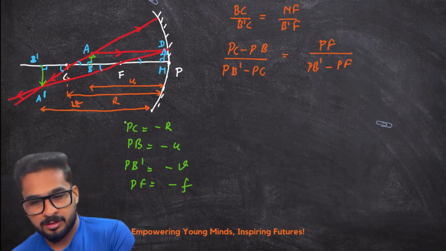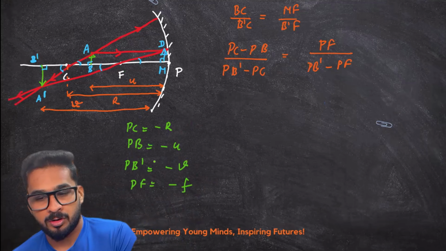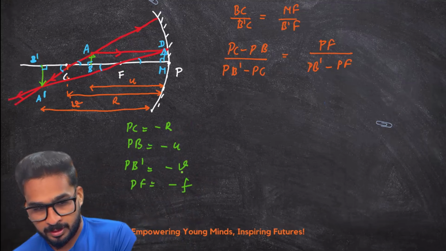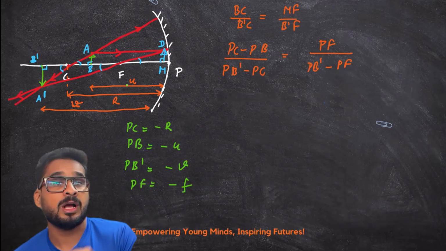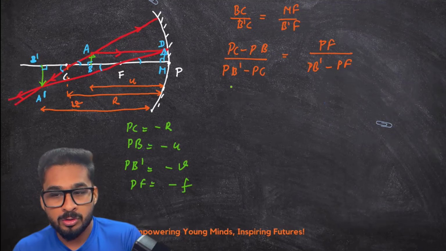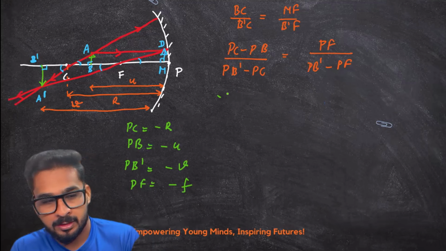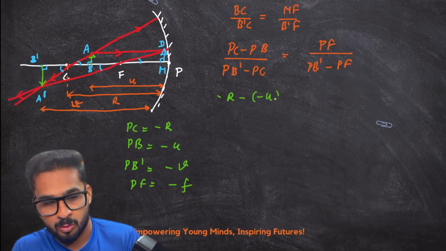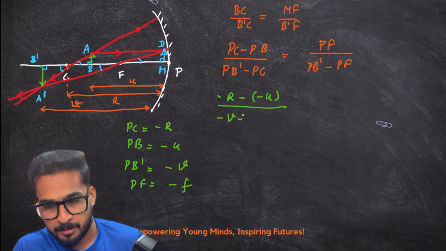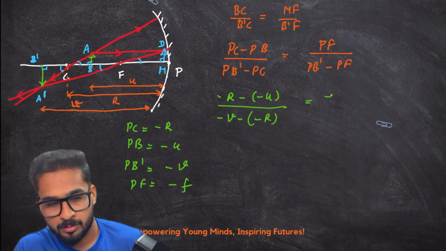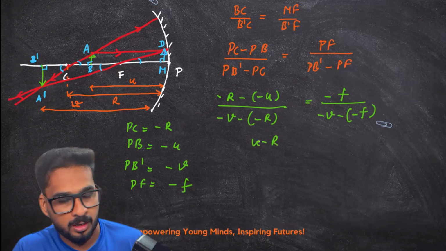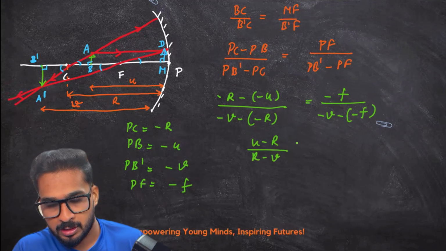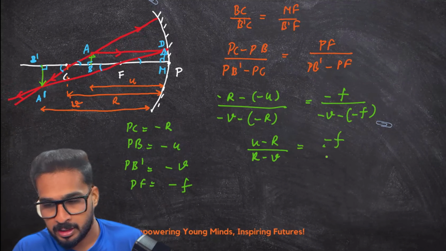So by using these four things, PC equal to minus R, PB equal to minus U, PB' equal to minus V, and PF equal to minus F, because all are on the left side, we need to use the Cartesian sign convention without fail. Now substitute all these values here: minus R minus of minus U divided by minus V minus of minus R equal to minus F by minus V minus of minus F. Now simplifying, we get U minus R divided by R minus V, which is equal to minus F by F minus V.